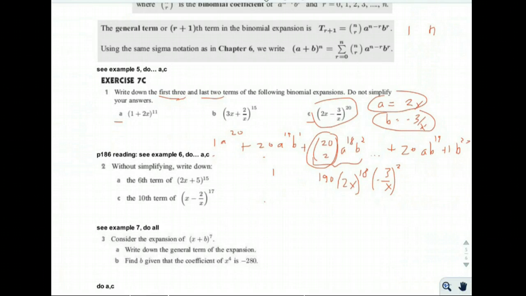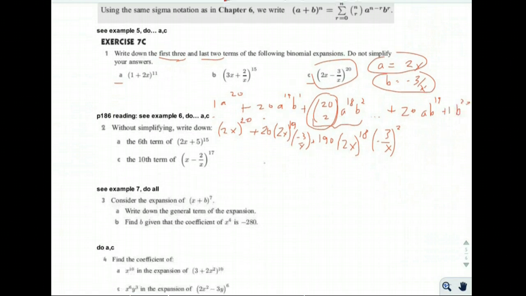The other terms are easier. The first term is a to the 20th, which is equal to (2x) to the 20th. And the second term would be 20 times (2x) to the 19th, and then times b, which is negative 3 over x. Okay, so those are the first three terms.